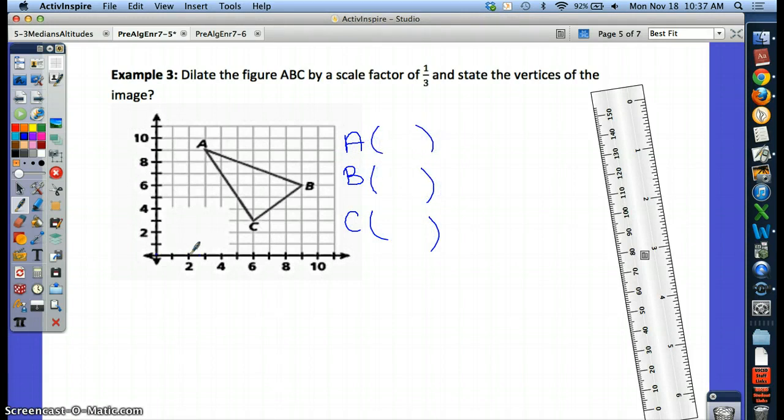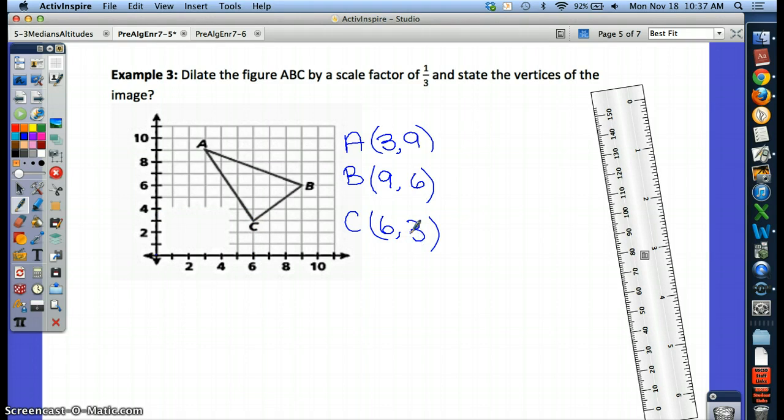Well, A was over 1, 2, 3, and up to 9. So it was over 3, up 9. Remember, the X comes before the Y. B was over to 9 and up to 6. And the C has an X value of 6 and a Y value of 3. So far, I have these ordered pairs.